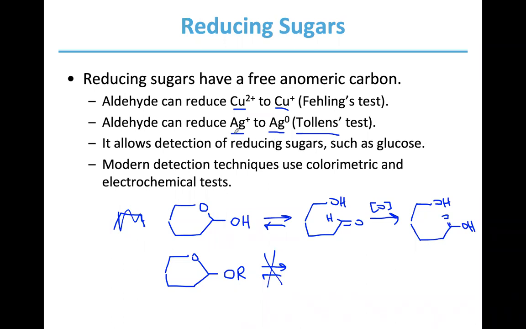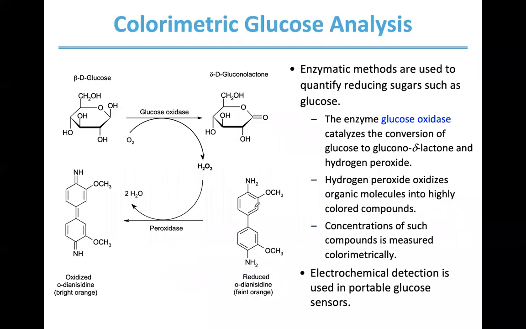So the ability of sugars to have a reducing end is used in various gadgets to measure, for example, glucose level in the blood. You can see here you have a beta D glucose, and there's an enzyme which is utilized. It's called glucose oxidase. This enzyme can oxidize this free hydroxy group to form a lactone.